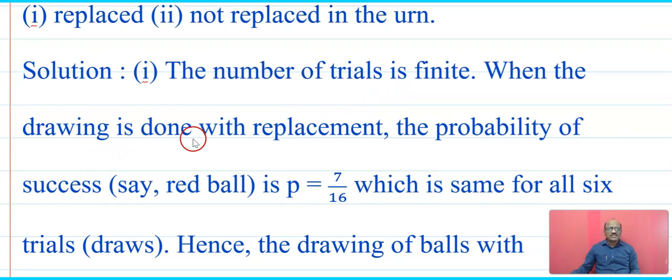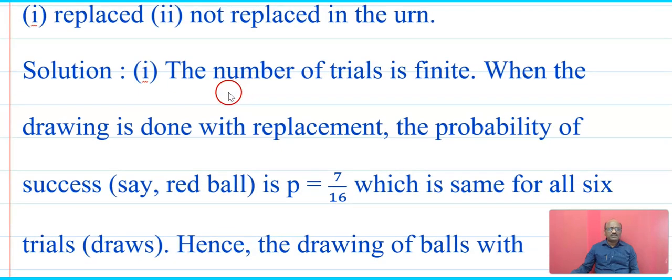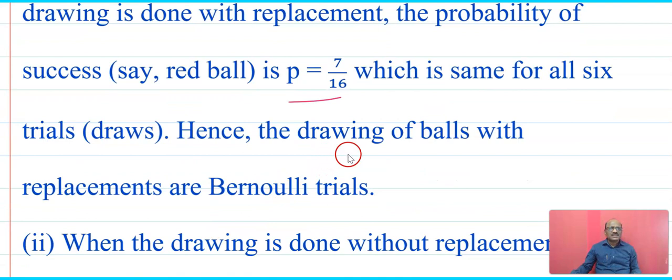When the drawing is done with replacement, what is the probability of success, say the red ball? How many total balls are here? That is 7 plus 9, it is 16. Suppose that if you want the red ball, then it is a success. The successes are 7 upon 16. Then here P is equal to 7 upon 16, which is the same for all 6 trials. That is the draws, and hence the drawing of the balls with replacement is a Bernoulli trial.